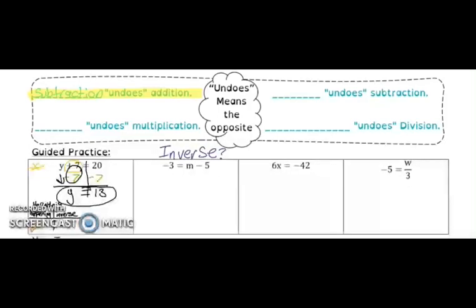But we should probably check ourselves to make sure we're right. So we're going to check our work. Okay. And we check our work by rewriting the problem. But instead of y, we're going to put in 13. So we're going to say 13 plus 7 equals 20.